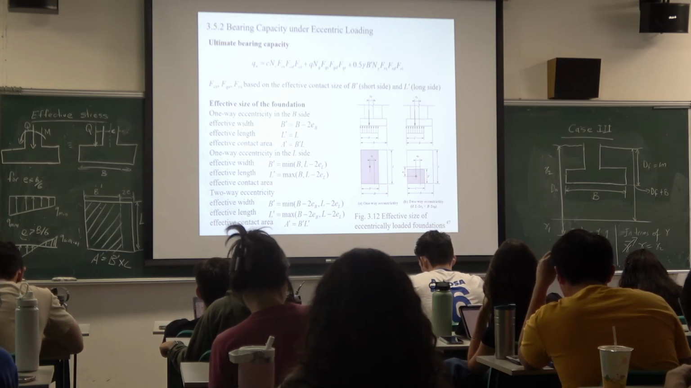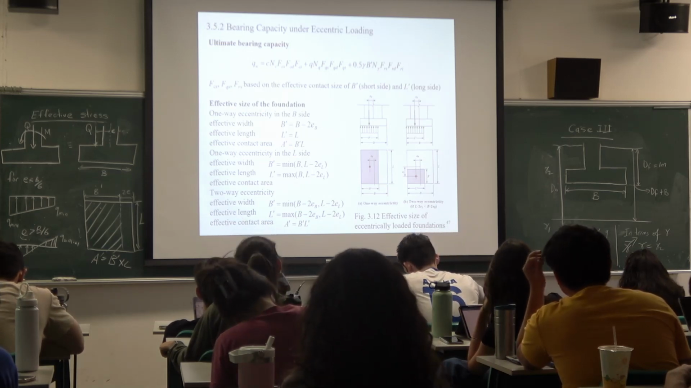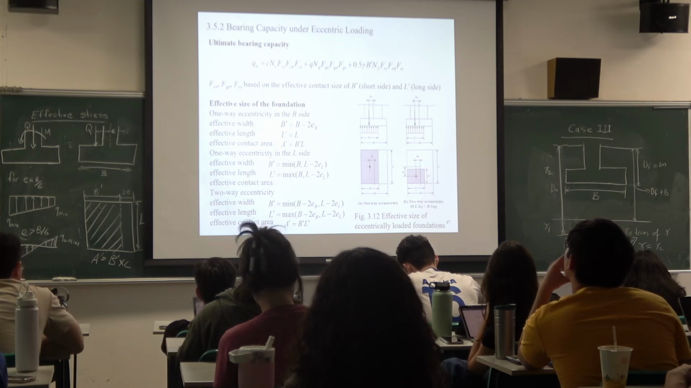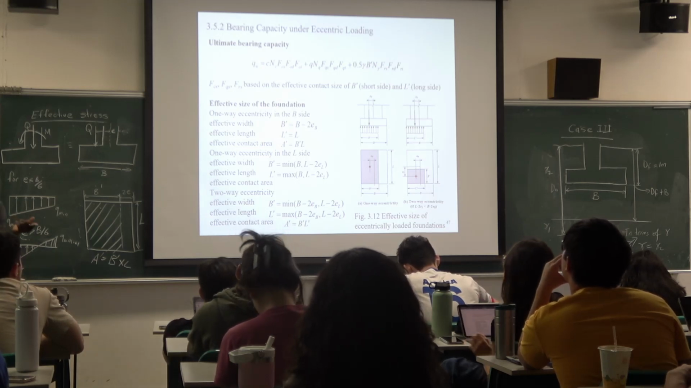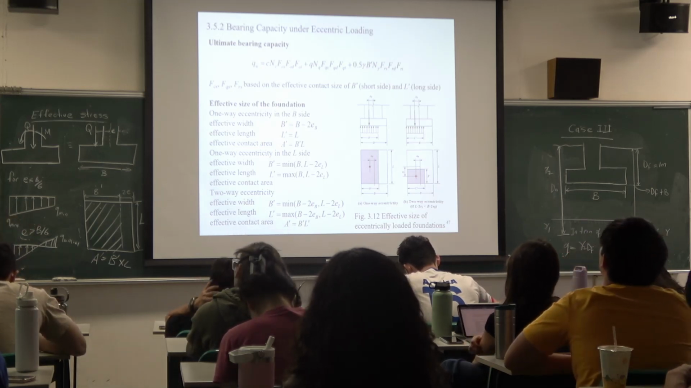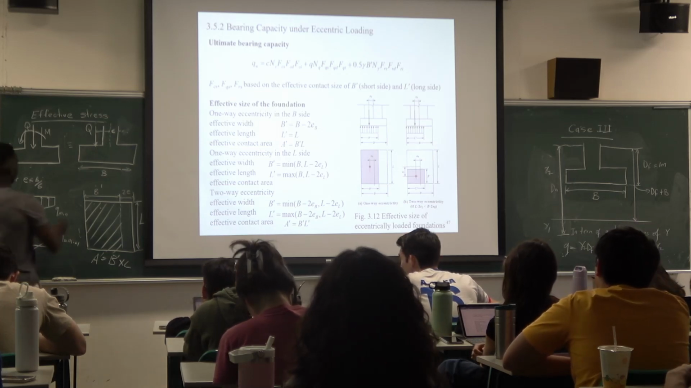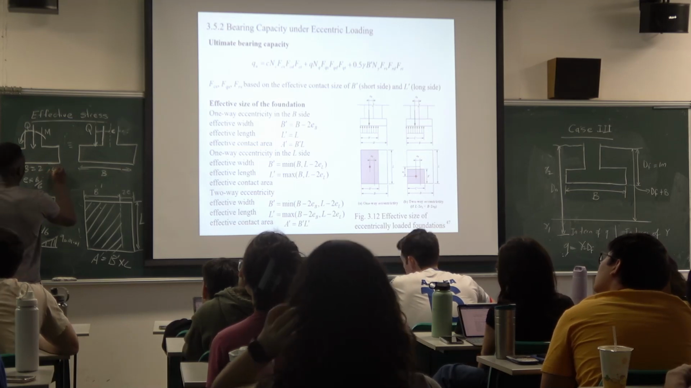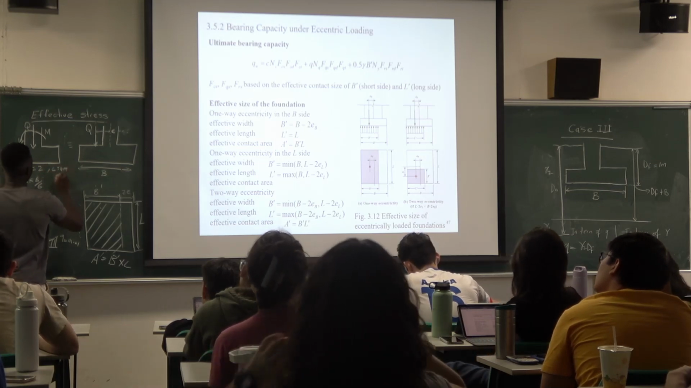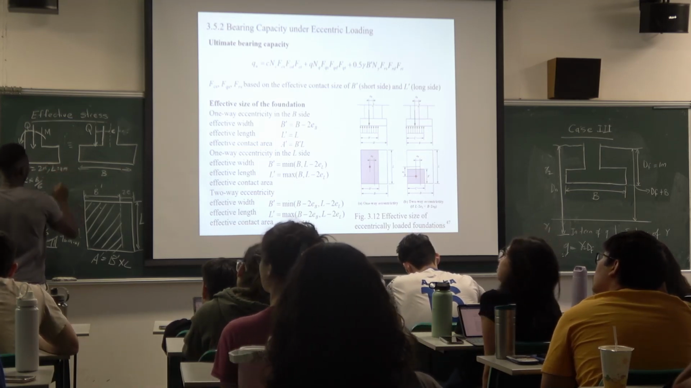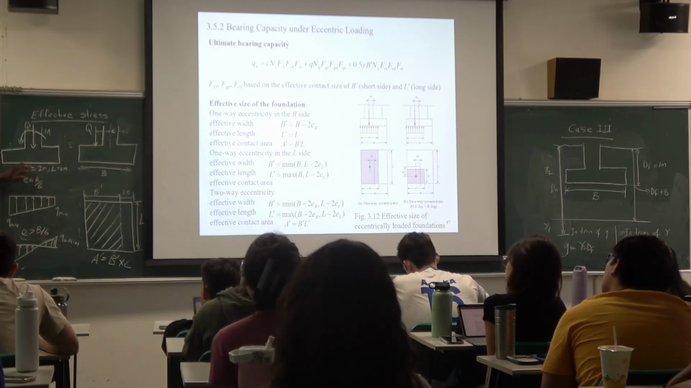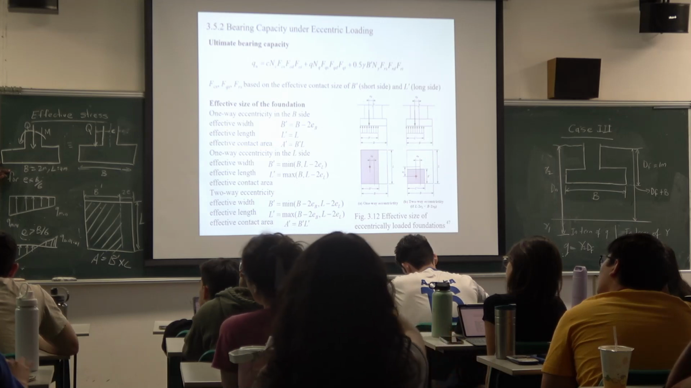Okay, so for this kind of problem, bearing capacity with eccentricity, one thing you need to be very careful about is the B and the L that you will use. For example, if I say this one, the B is 2 and the L is 4. But there is eccentricity, and probably the eccentricity is along the B direction, right?